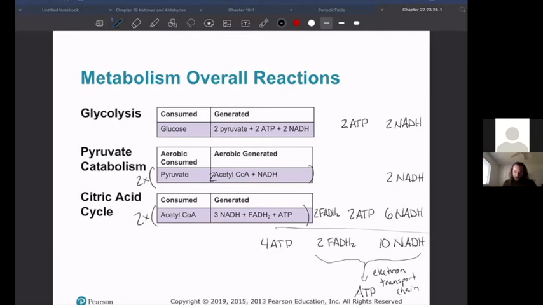All right, so through linking these 3 different metabolic processes, we get a direct payout of 4 ATP, and then this indirect payout of 2 FADHs and 10 NADHs, which will be converted to ATP in the electron transport chain.